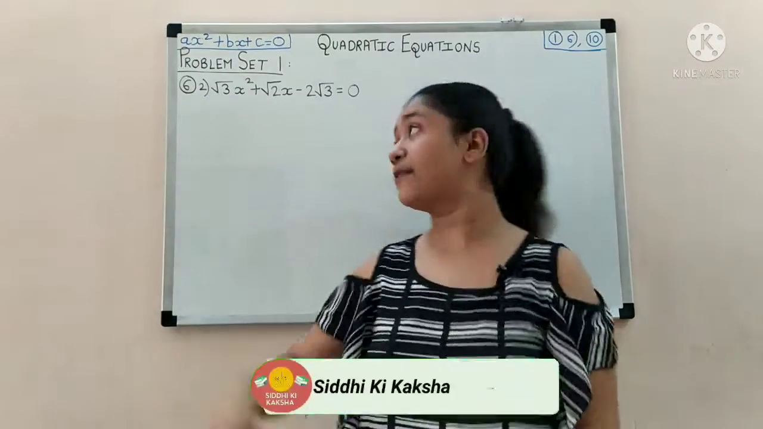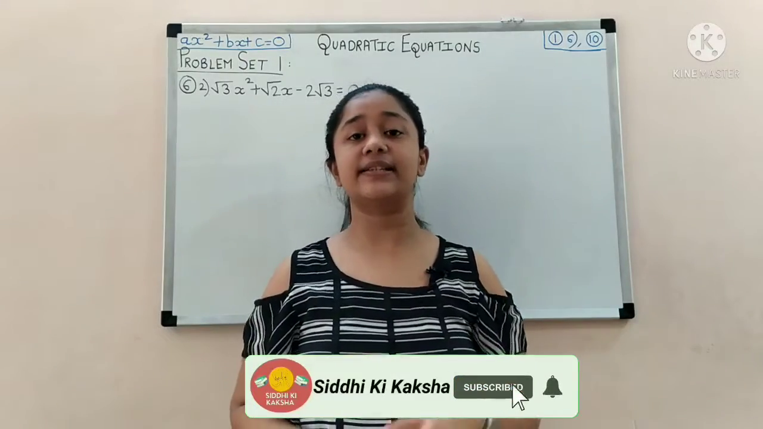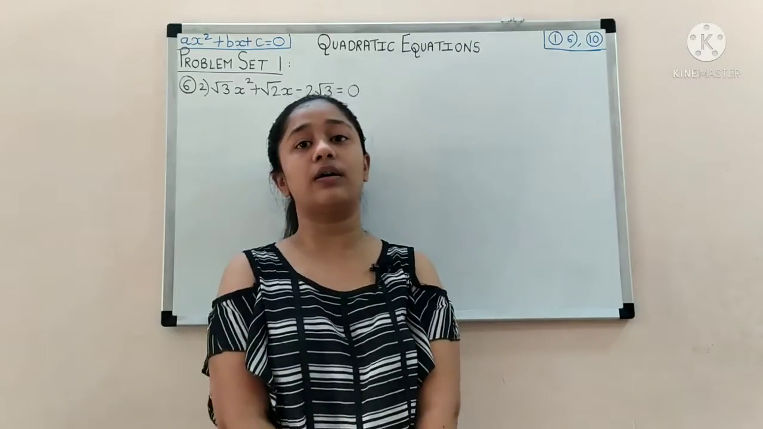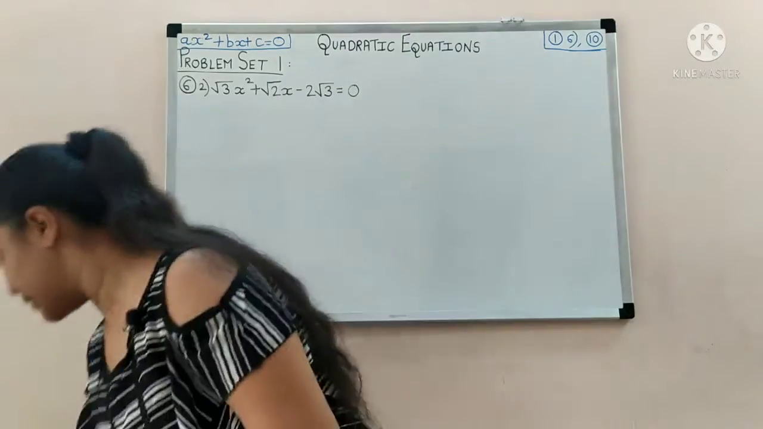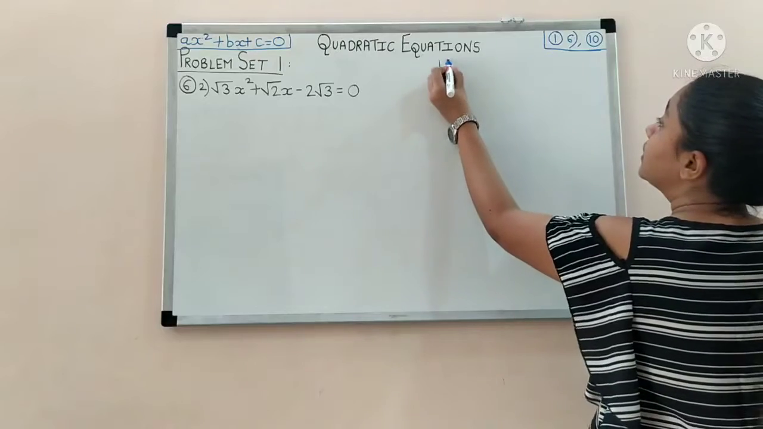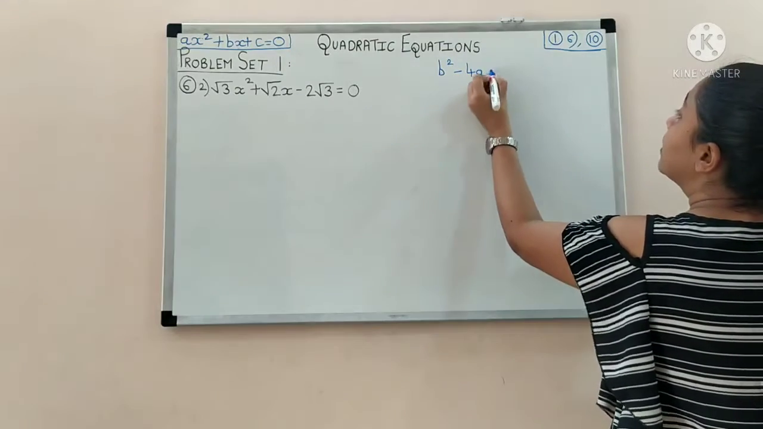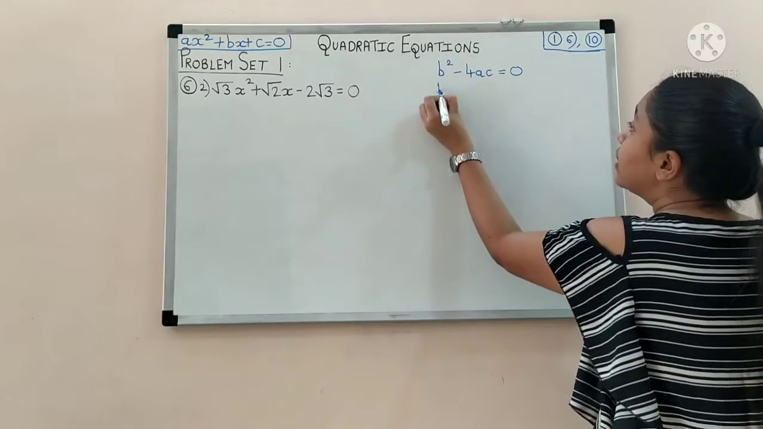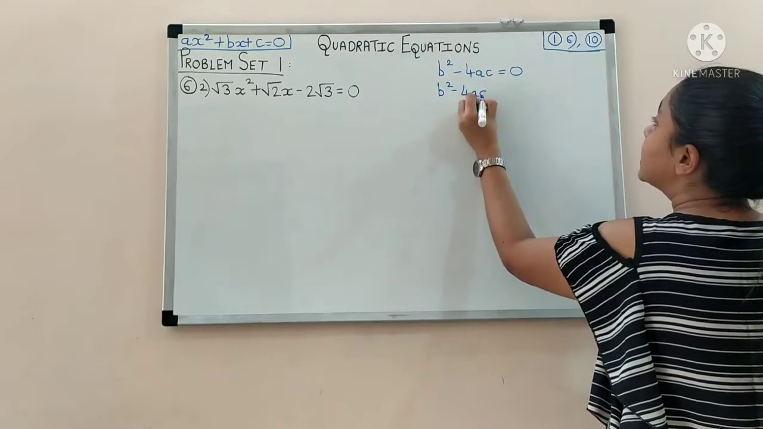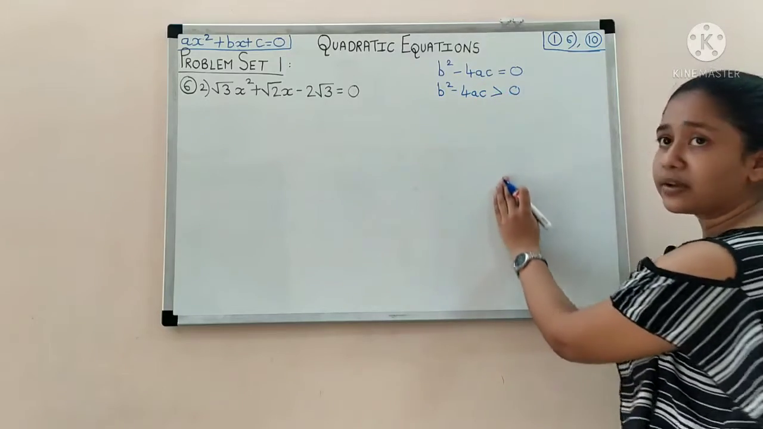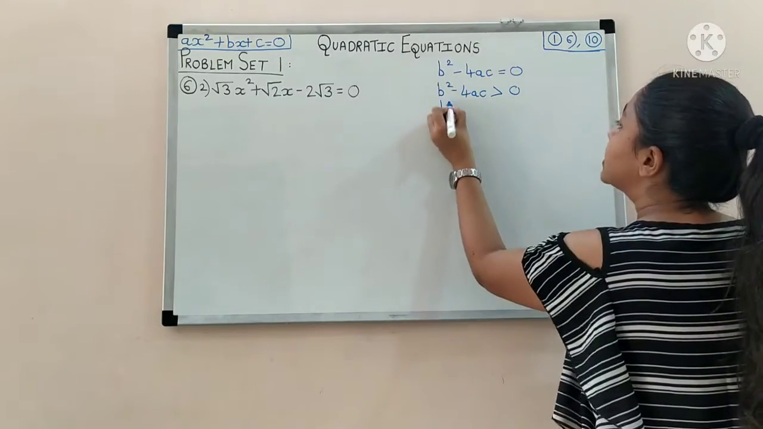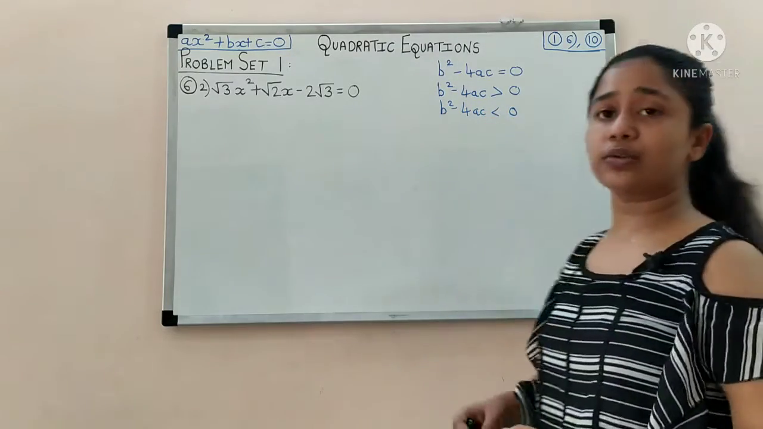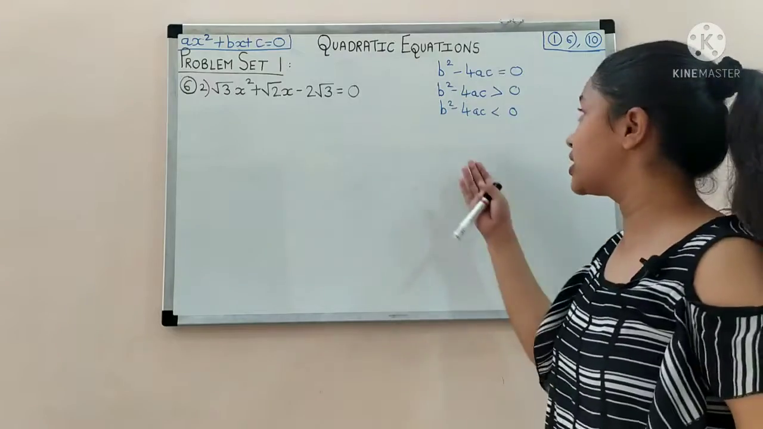Okay students, so now let us start with question number 6. Question number 6 says determine the nature of the roots of the quadratic equations. Here we had learned three different types. We learnt when b square minus 4ac is equal to 0, we say that the roots are real and equal. When b square minus 4ac is greater than 0, we say roots are real and unequal. And when b square minus 4ac is less than 0, we say that the roots are not real. So these are the three conditions that we learnt.